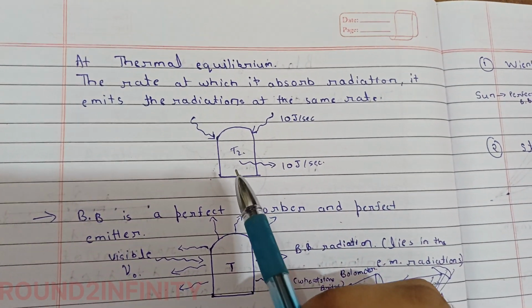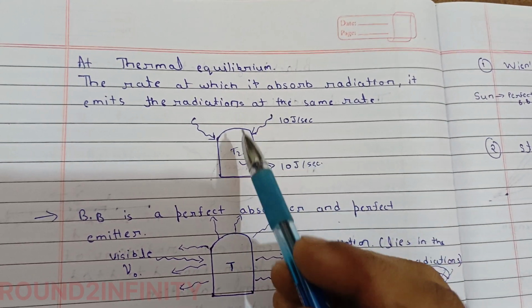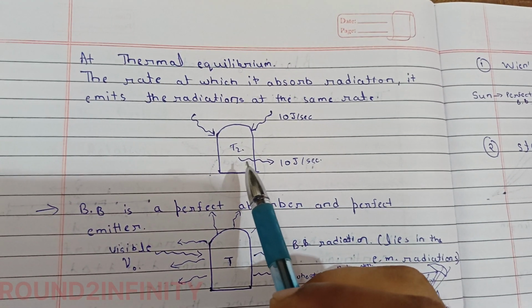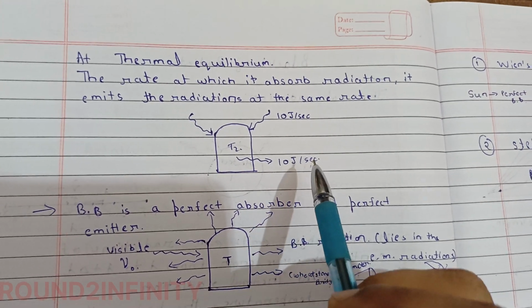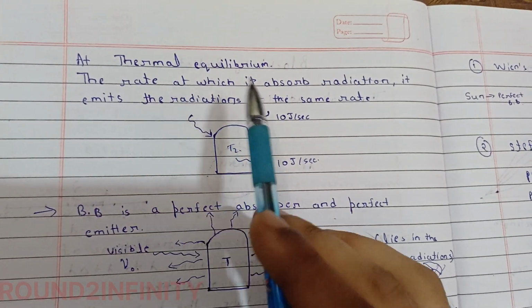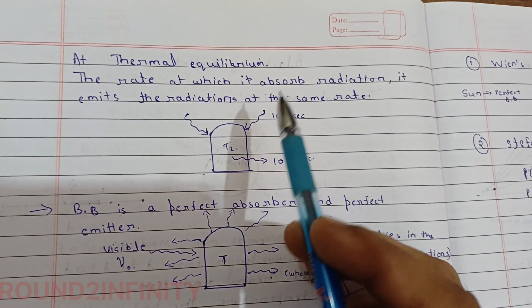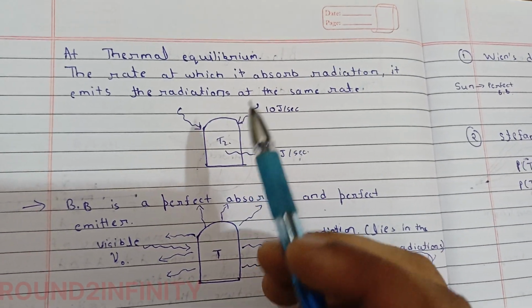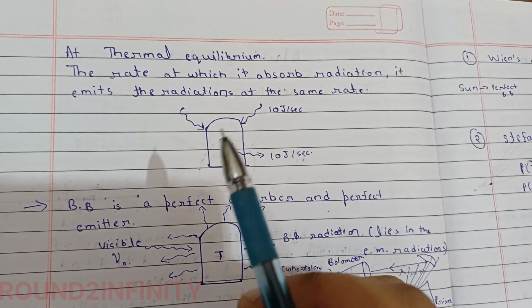So if this is the black body and you say that 10 joule per second energy is absorbed in the form of radiation, then the emission of radiation will also have 10 joule per second energy. Only then will you have thermal equilibrium. You can take the example of a bike standing in the sun rays; it is going to blast if it doesn't emit any radiation.